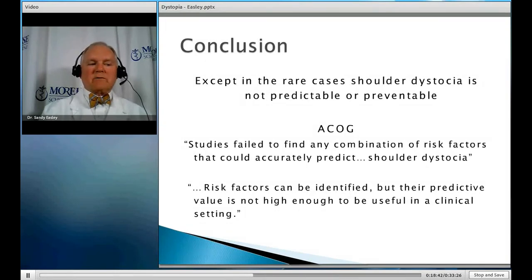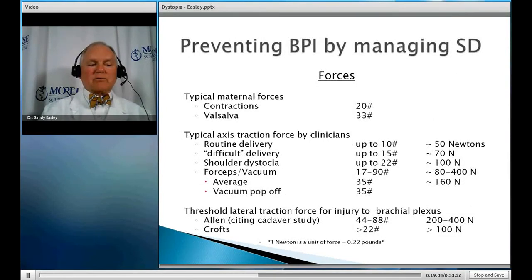Notwithstanding those rare cases, the College clearly states in the practice bulletin that studies failed to find any combination of risk factors that could accurately predict shoulder dystocia. Although risk factors can be identified, their predictive value is not high enough to be useful in a clinical setting. So we've learned that shoulder dystocia is overwhelmingly unpredictable. So unpredictable that it occurs as an unpleasant surprise. Thus, the proper management of the shoulder dystocia is paramount to prevent brachial plexus injury to the extent possible and to defend a malpractice claim.